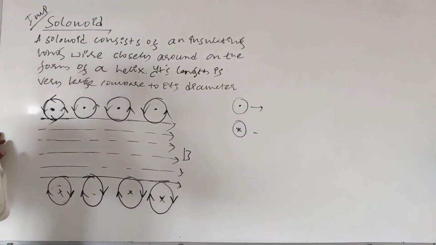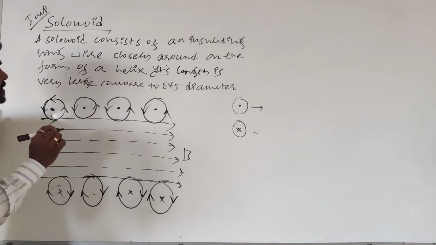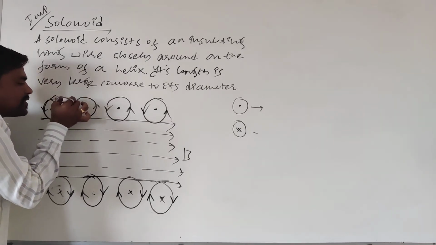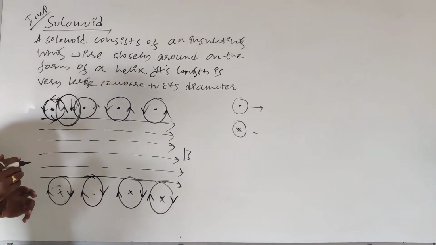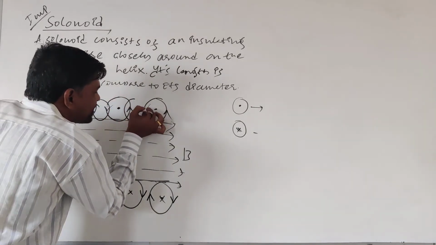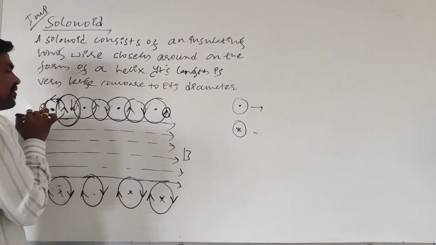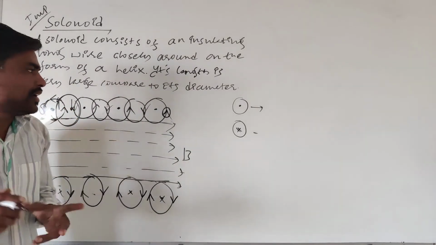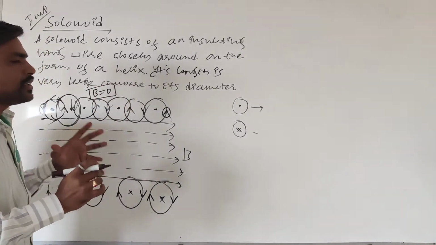So see here, and another thing, in this magnetic field, this one is in this direction, this one is in this direction. So here, this cancels each other. Here also, this cancels each other. Here also, this cancels each other. So the remaining is only this magnetic field, which is very small, so negligible. So outside this solenoid, the magnetic field is zero.